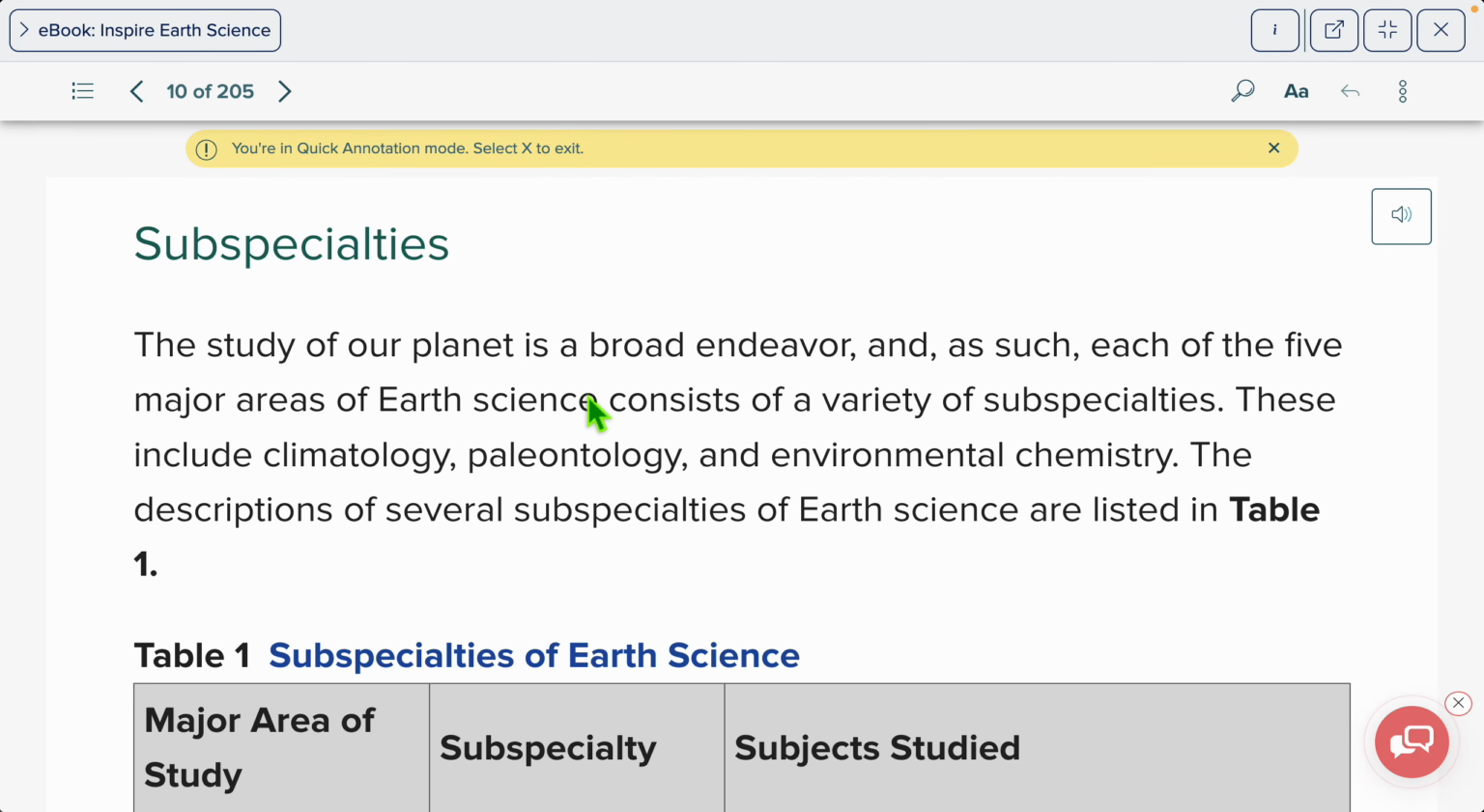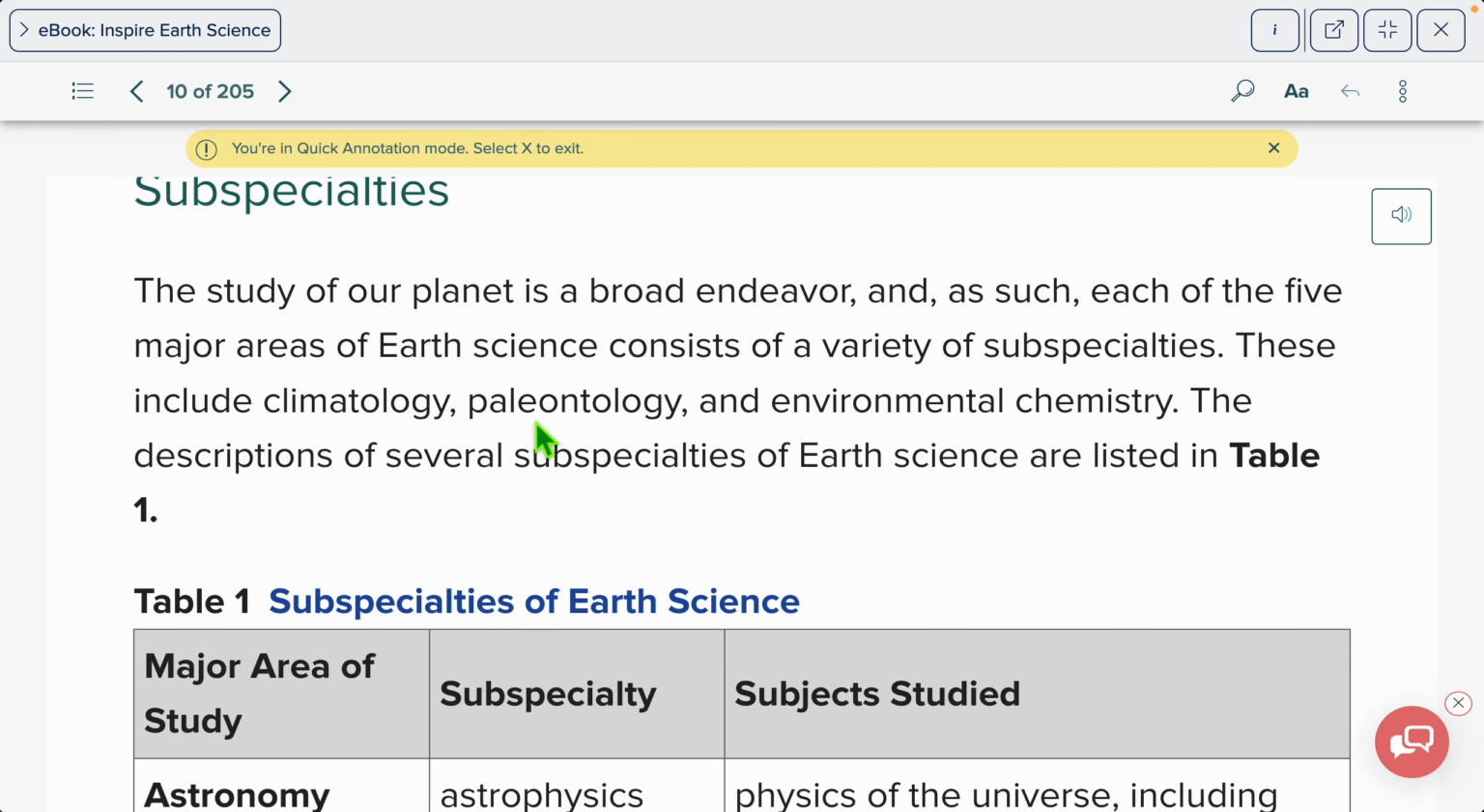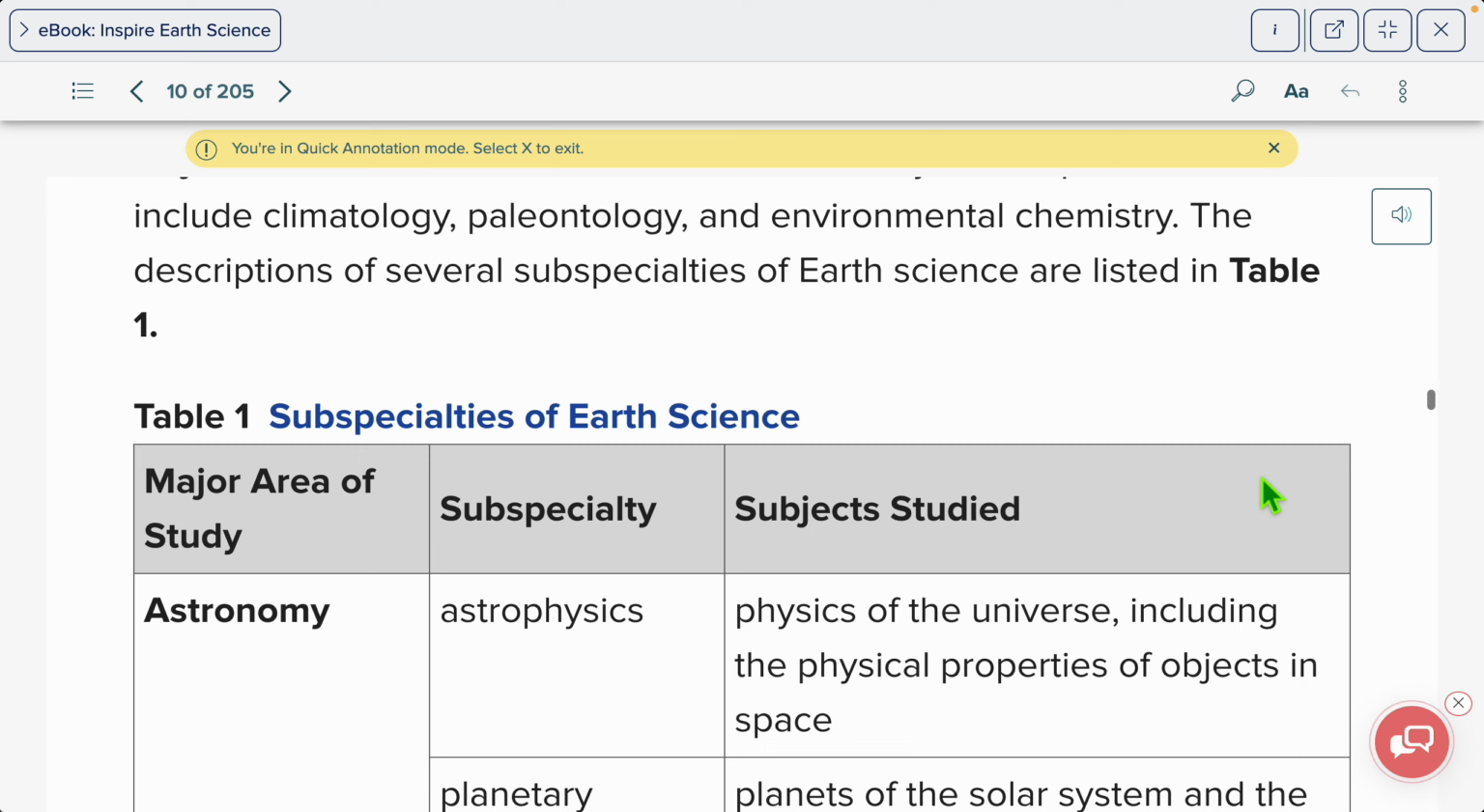So the study of our planet is a broad endeavor, and as such, each of the 5 major areas of Earth science consists of a variety of subspecialties. These include climatology, paleontology, and environmental chemistry. The descriptions of several subspecialties of Earth science are listed in Table 1.